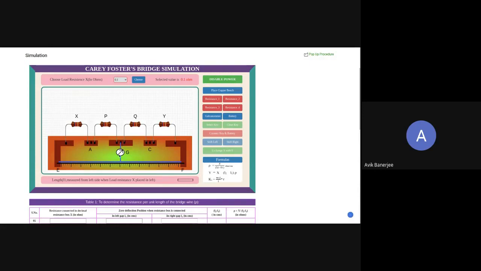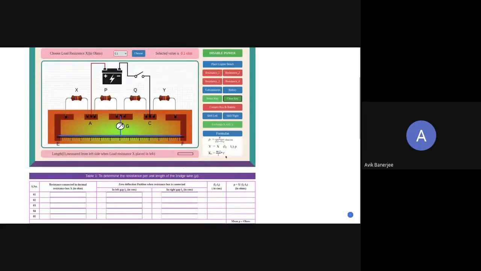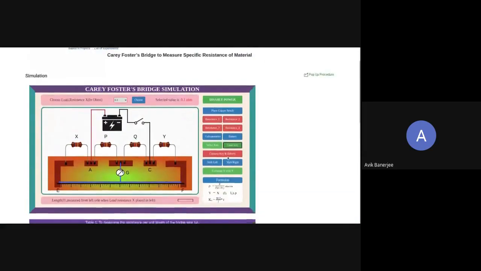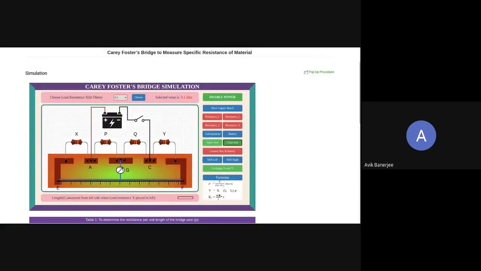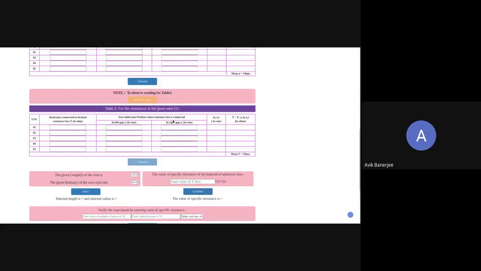in between these two. So now the battery is connected. I've chosen the key. Then I am connecting key and battery. Then I'm going to close the key. Now it is showing the formulas here. For this virtual lab, they're going to find out this KS. For our purpose, we are just satisfied finding out the unknown resistance.